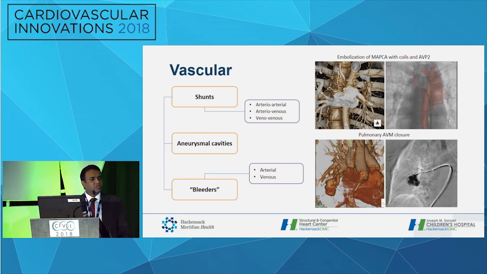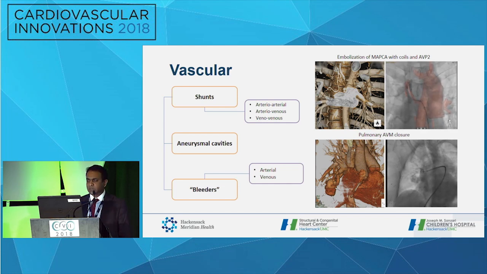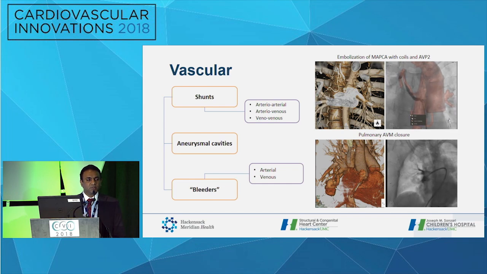In the vascular world, including shunts, there are arterial, arteriovenous, as well as veno-venous shunts that can be closed. We talked about cerebral aneurysms. I put in a couple of examples here which are a lot more complex. On the top picture, you see a major aortopulmonary collateral artery occlusion. Here, we're using coils and AVP2 devices to close a major shunt that's occurring due to a MAPCA. In the picture below, you see a pulmonary AVM closure. There's a huge aneurysmal pulmonary AVM, as you can see on the left, which was closed, I think, again with an AVP2 device.